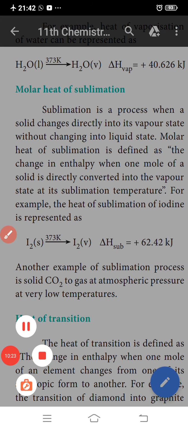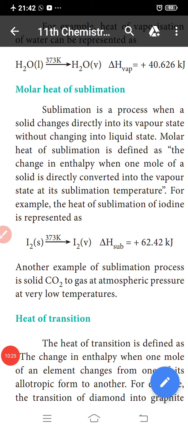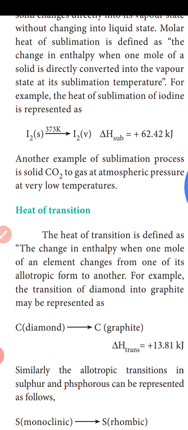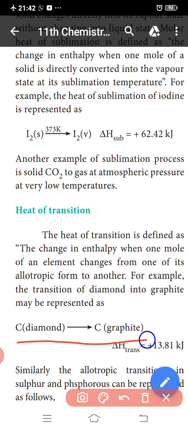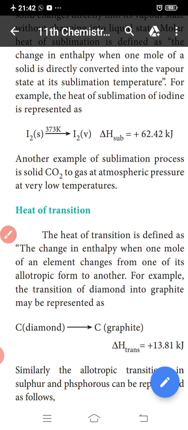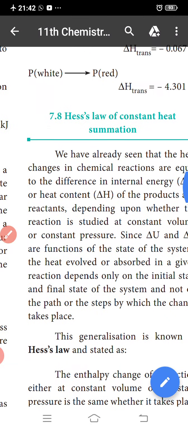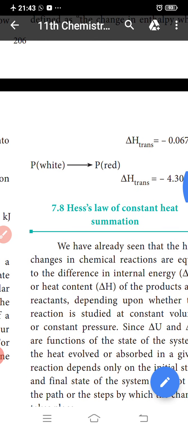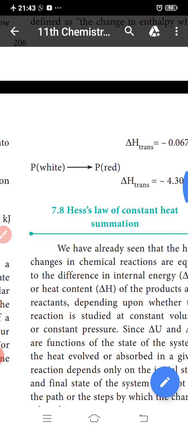The next one we discuss is the heat of transition. The heat of transition is the change in enthalpy when one mole of an element changes from one of its allotropic forms to another. For example, the transition of diamond into graphite. This is the ΔH transition value. Another example is white phosphorus converted to red phosphorus, with a ΔH value of minus 4.30.